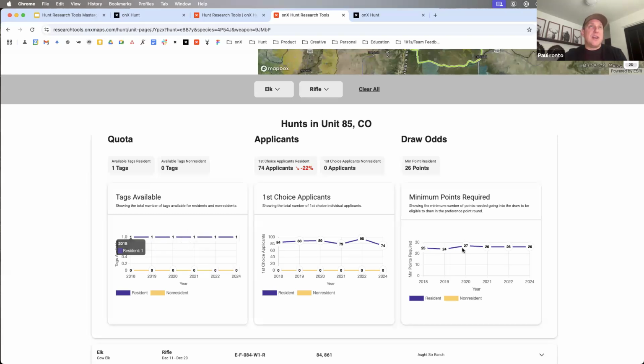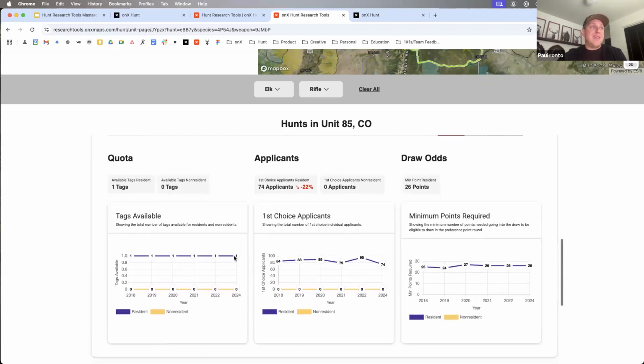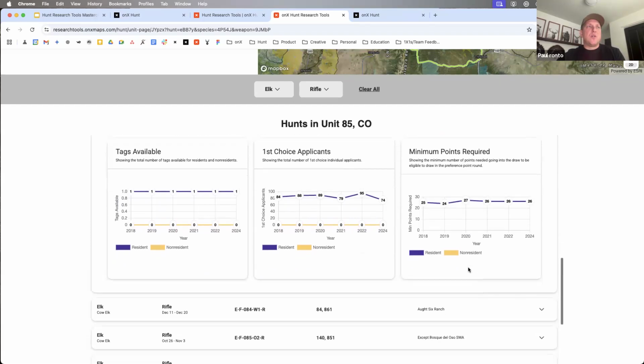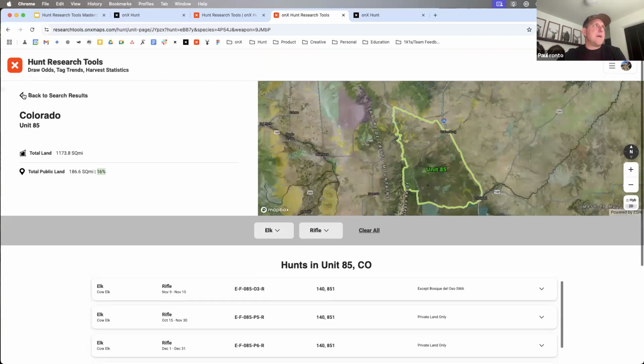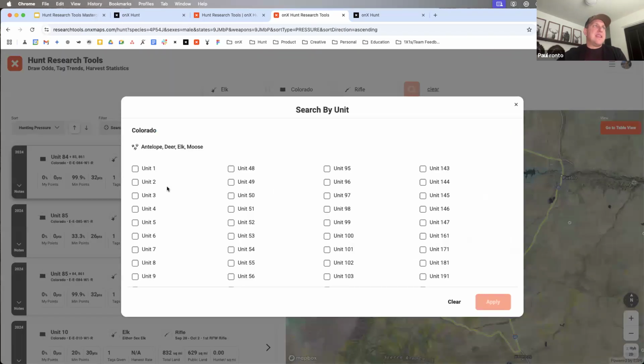This tag is really hard to get, obviously. It takes 26 points. There's only one tag, but no resident tags for this unit because there's only one. And then you can see how many first choice applicants applied for this over the last few years. 74 first choice applicants and how many points it's taken. It looks like it used to take 25 and then 24, and then it jumped up to 27, and now it's been holding steady at 26. This is giving you a little trending data on how this draw has been going. If everything stays consistent this year, which it probably should, you'll be able to understand what the draw should look like for 2025. I'll give you a good example of a tag that did not stay consistent.